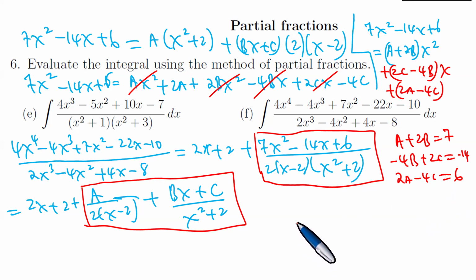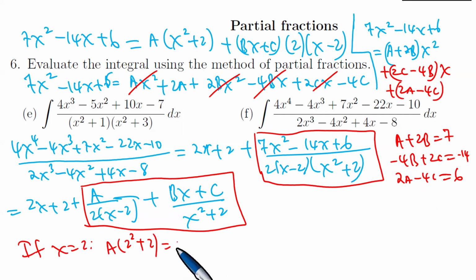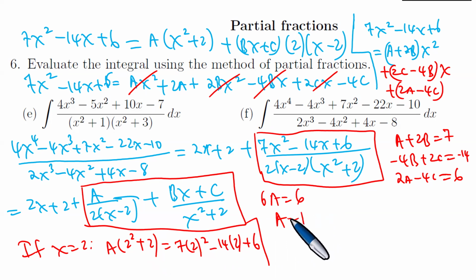All right. So if we can take x to be 2, then this will be 0, and that is going to give us the value of A. And then you can get the B and the C. That's one way to do it. So we can say, for example, if x is 2, put it here. So this is going to disappear. And if x is 2, then it's going to be A with the 2 squared plus 2 is equal to 7 times 2 squared minus 14 times 2 plus 6. That's what we got earlier. But now this is going to be plus, so it's 2 squared, so it's a 4 plus 2, it gives us a 6A. Now, this one is 28 minus 28, giving us 6, which means that A is 1.